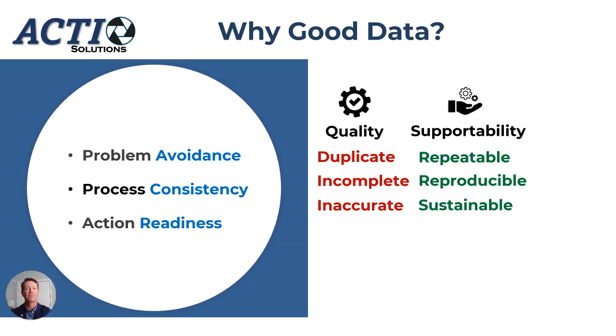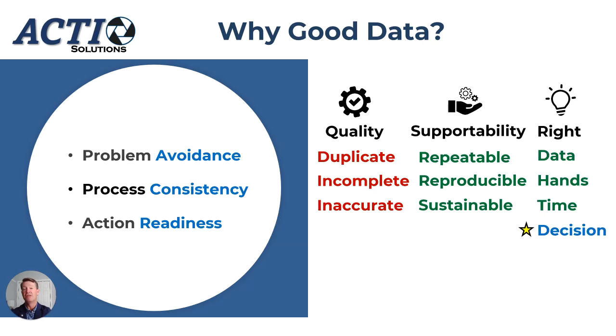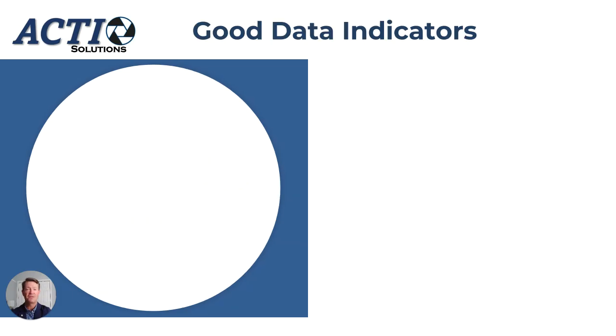Action readiness. What do we mean by that? We want the right data in the right hands at the right time for the right decision. So let's talk about good data indicators. You often hear VAULTIS as an acronym used in the community regarding good data and how you can apply certain attributes to selecting data. So let's talk about VAULTIS.